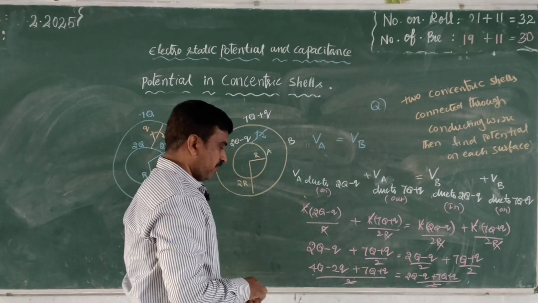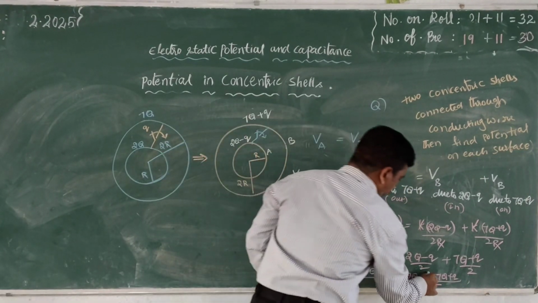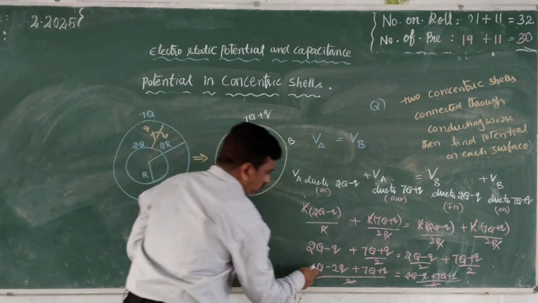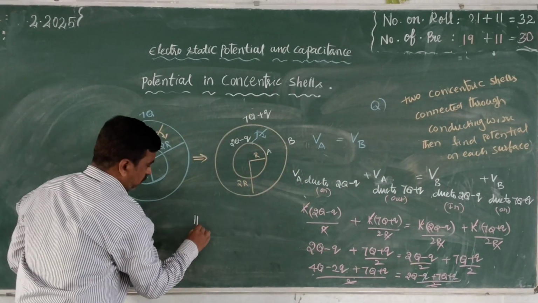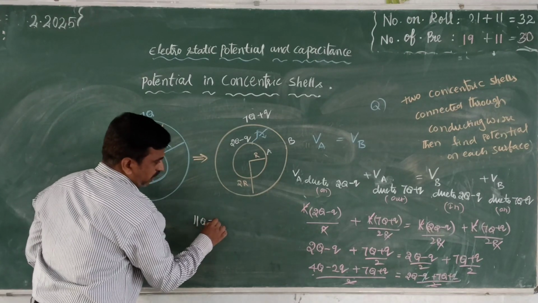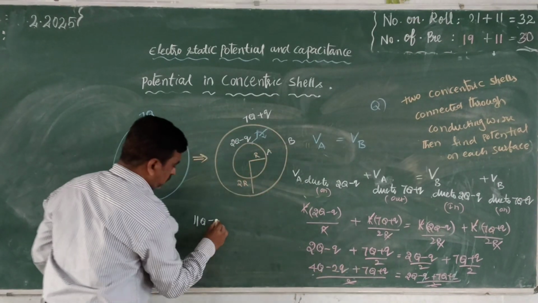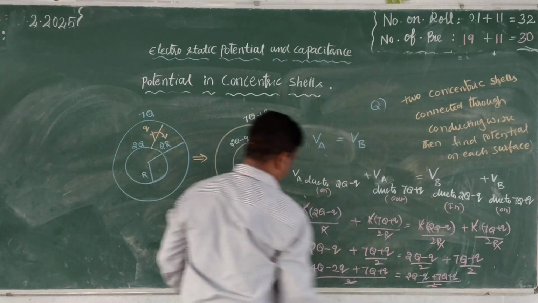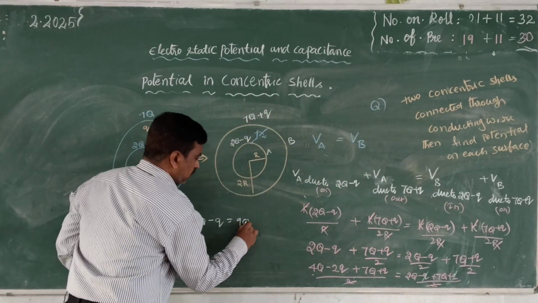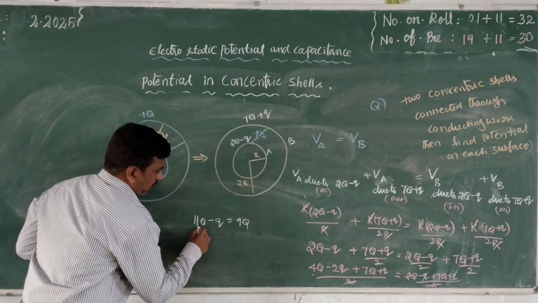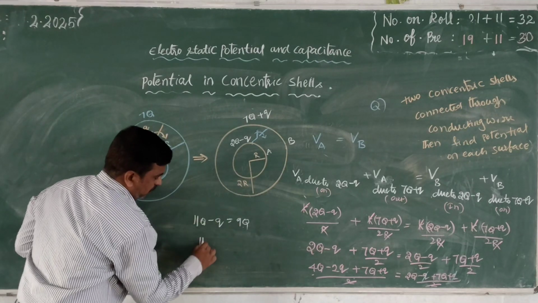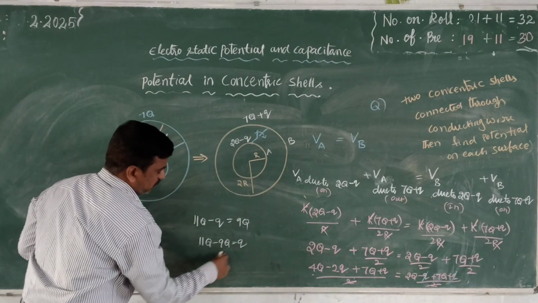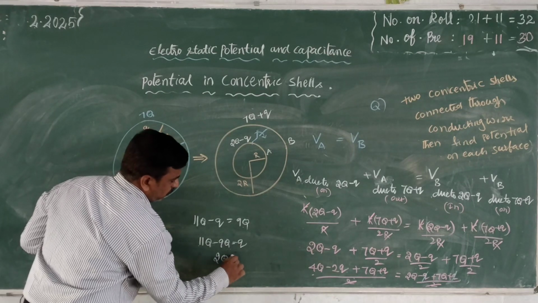These two cancel. Now minus q plus q cancel. What we get: 4q plus 7q, 11q, minus 2q plus q means minus q, equal to 7 plus 2, 9q. So this changes to 11q minus 9q equal to q. 11q minus 9q means 2q equal to q.